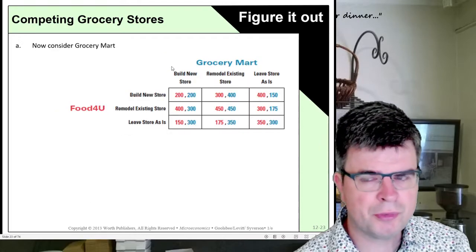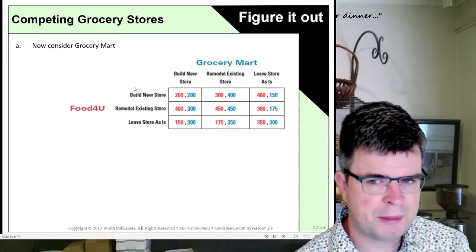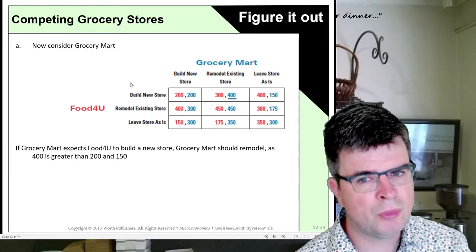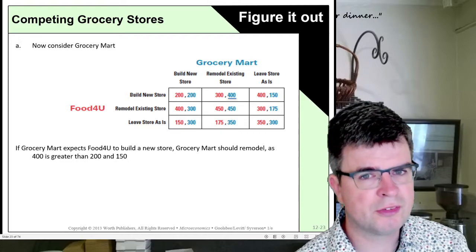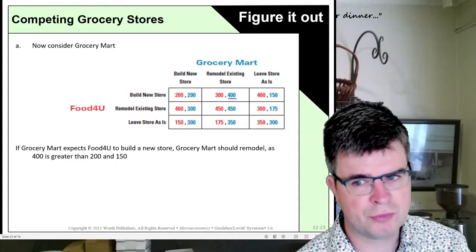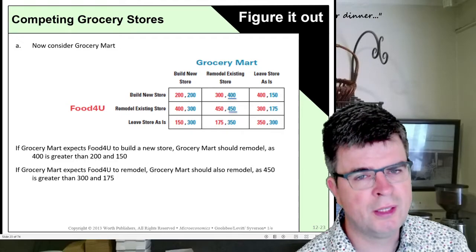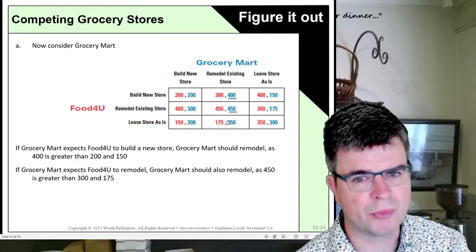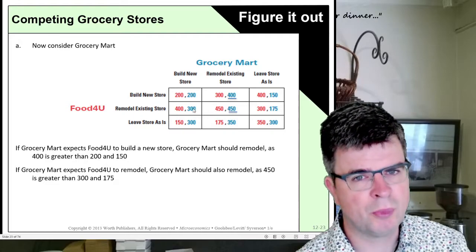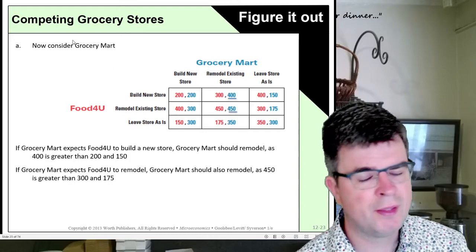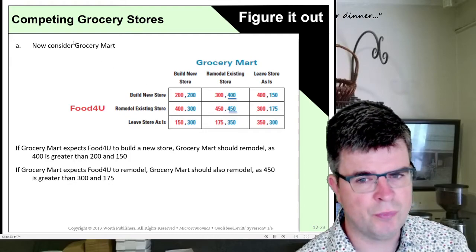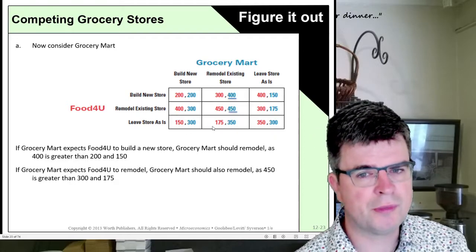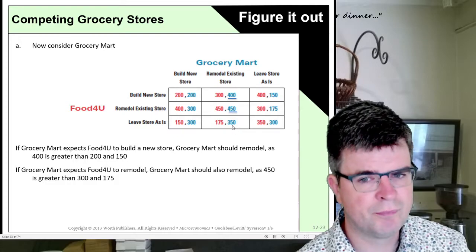And now for Grocery Mart. So if Grocery Mart expects Food for You to build a new store, it's optimal for Grocery Mart to remodel its existing store. If it expects Food for You to remodel the existing store, it's also optimal for Grocery Mart to remodel its existing store, because 450 is more than 300 or 175. If it expects Food for You to leave the store as it is, it again is optimal for Grocery Mart to remodel the existing store.